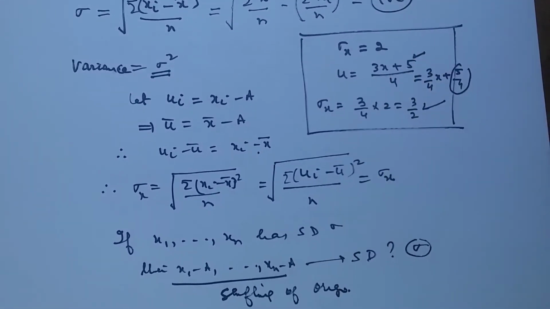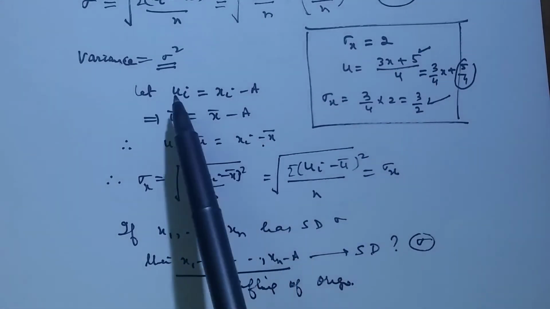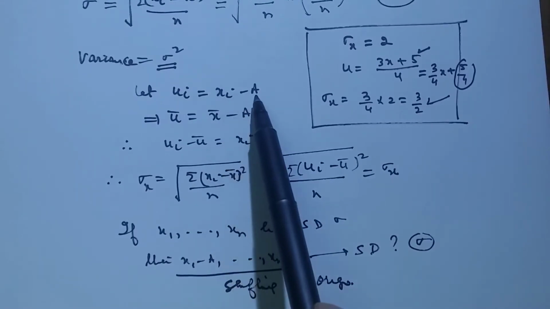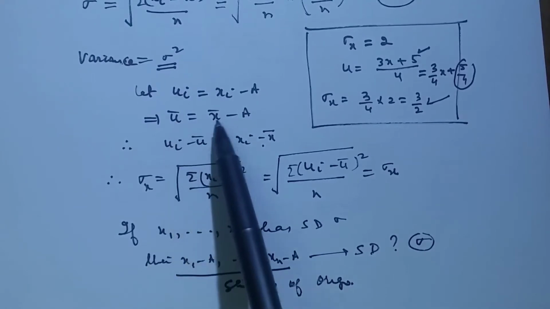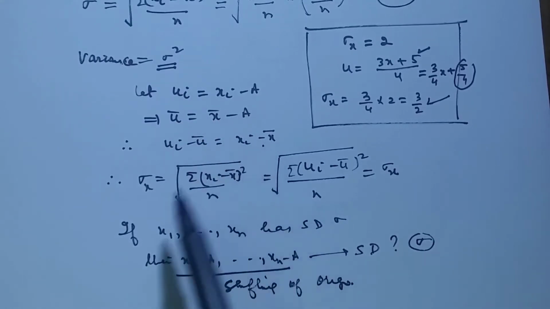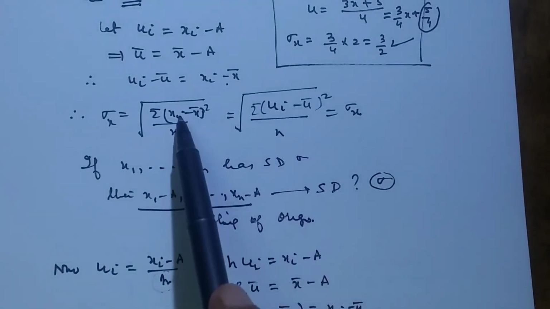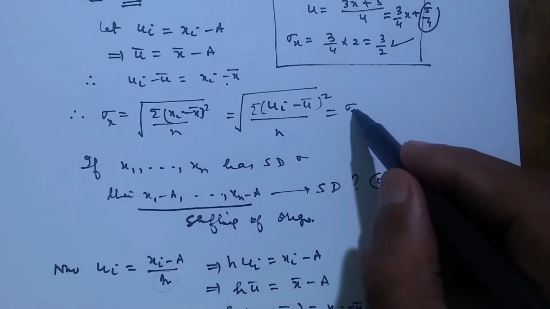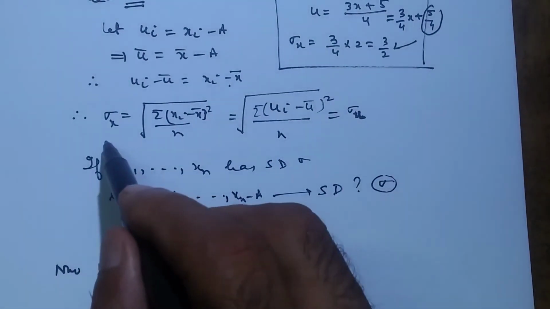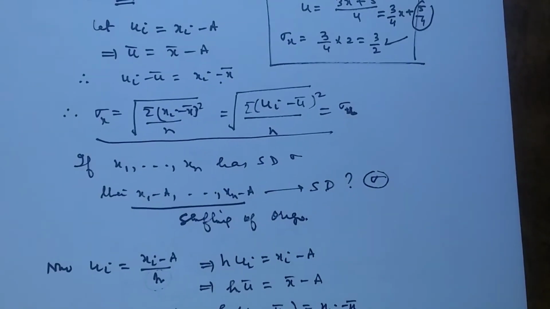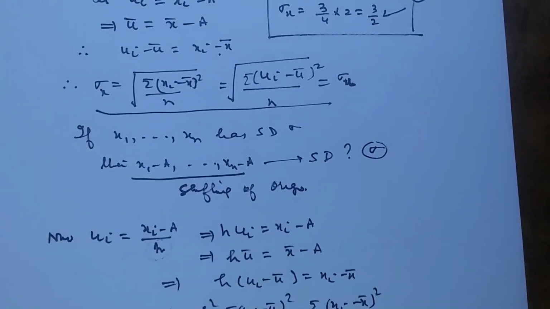Now if I take ui equal to xi minus a, this is called shifting of the origin. Then u bar is x bar minus a, and the difference is this. Then I can find the standard deviation with respect to x and with respect to u, and they are the same, because the deviations are equal. There is no change in the standard deviation here. It is independent of shifting of the origin. Variance is not affected by shifting of the origin.